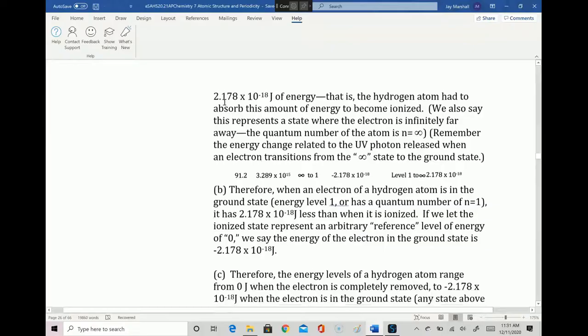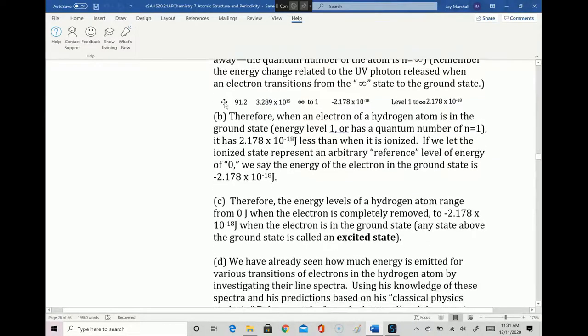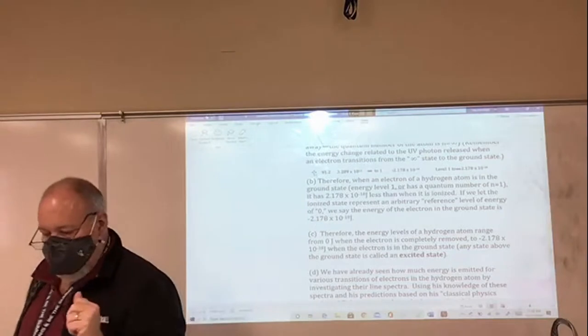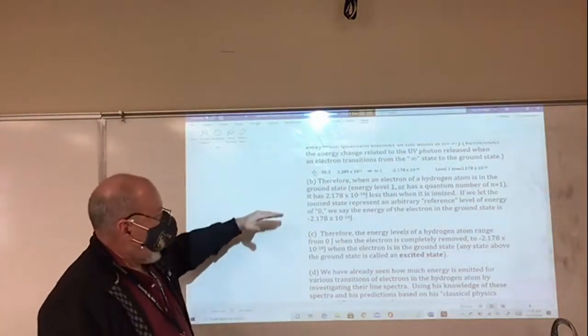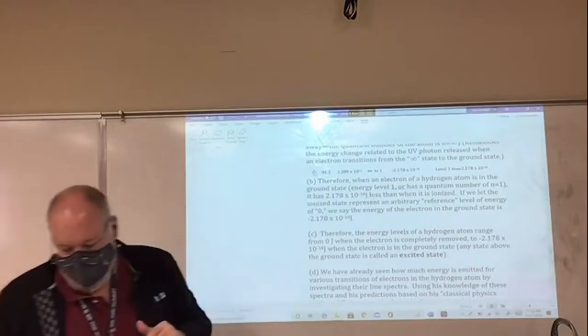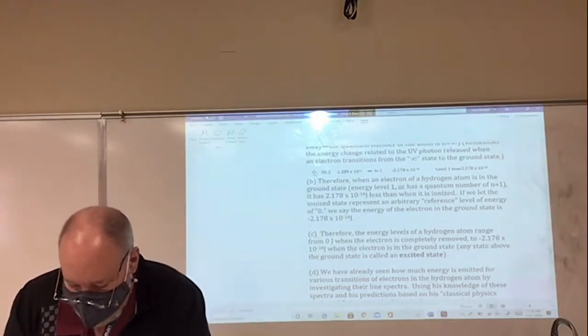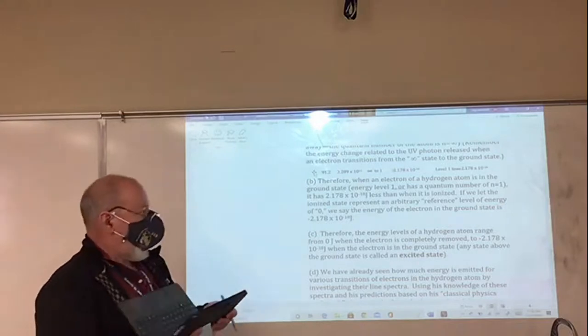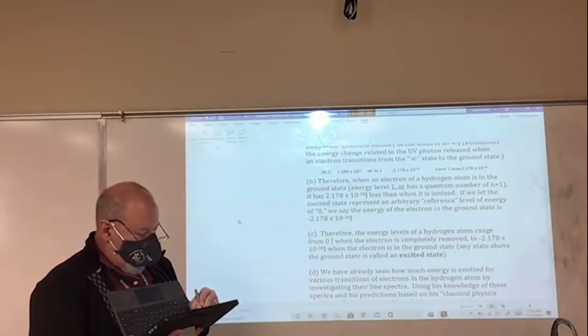Therefore, when an electron of a hydrogen atom is in the ground state, or energy level 1, we say that it has a quantum number of 1. And this is where the term quantum comes from, the energy level. It's the number of the energy level. Okay, so it has this much joules less of energy than when it's ionized. So if we let the ionized state represent an arbitrary reference level of 0, we're going to say that the ionized state of the electron is a state of 0. We don't know how much energy it actually represents, do we?